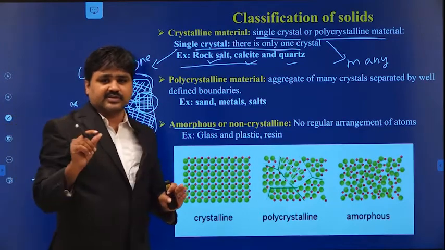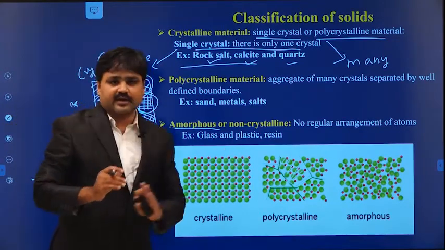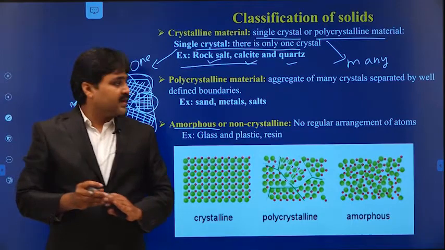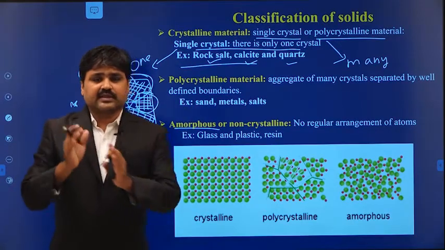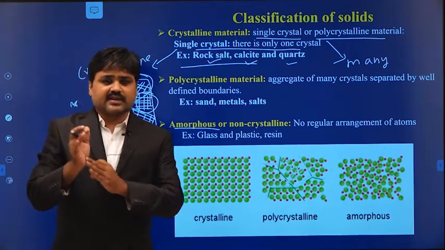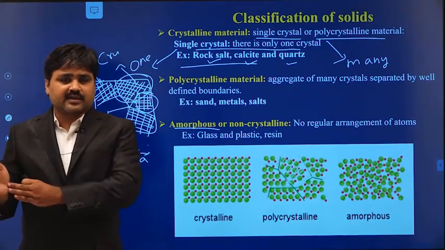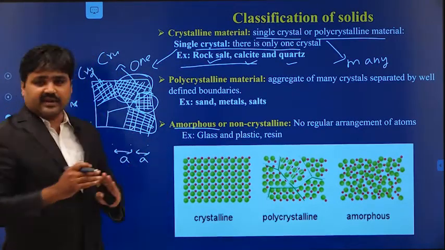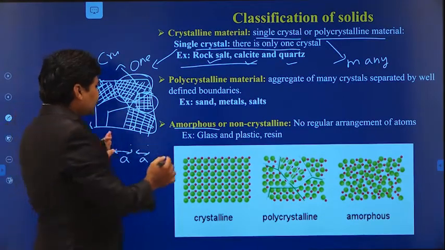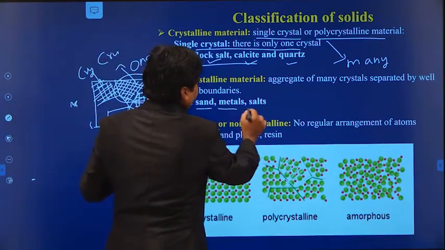In a single crystal, all atoms are arranged in a regular and periodic manner throughout the crystal. In polycrystalline materials, there will be grains, and these grains are not connected. Within the grain, all atoms are arranged regularly and periodically, and the grains are oriented in different directions. Examples are sand, metals, and salts.